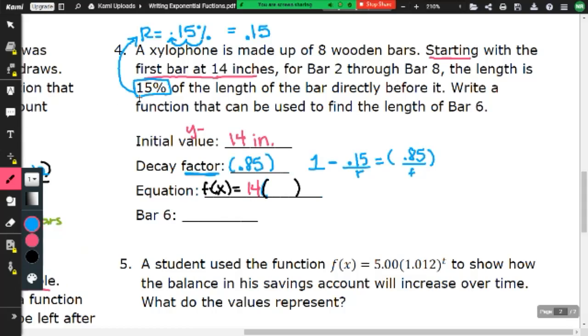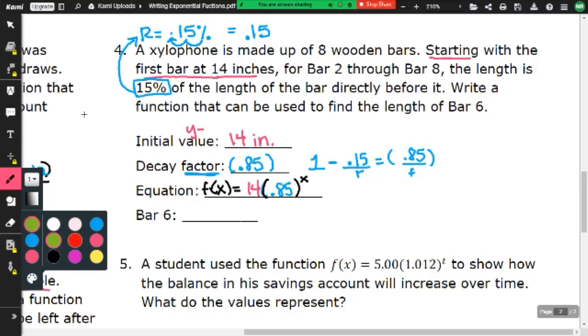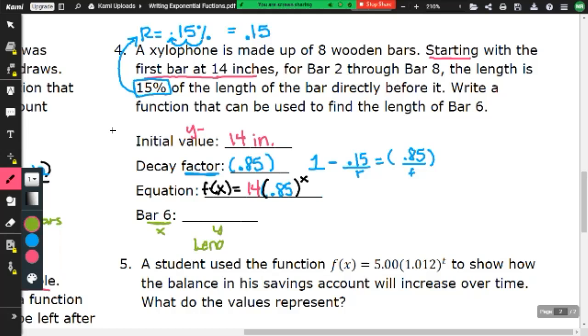And what number goes inside of the parentheses? To the power of x. Okay. Now my y value describes inches, but what does bar 6 describe? This is my x, this is my interval. So if my x value is 6, what is my y? Once again, y value describes the length in inches, the length in inches.